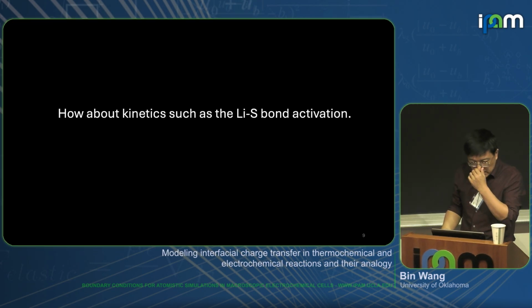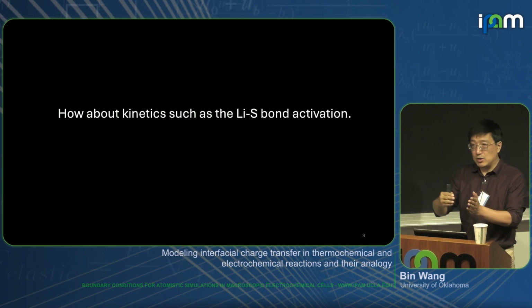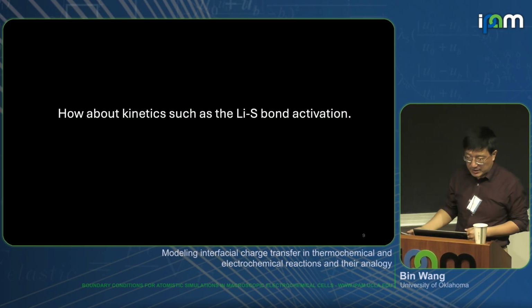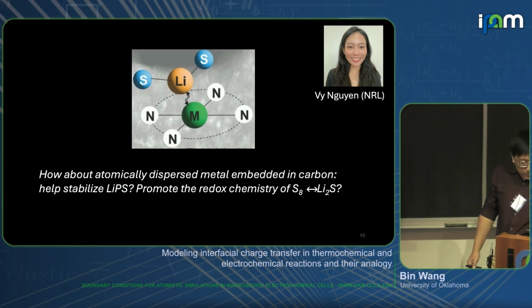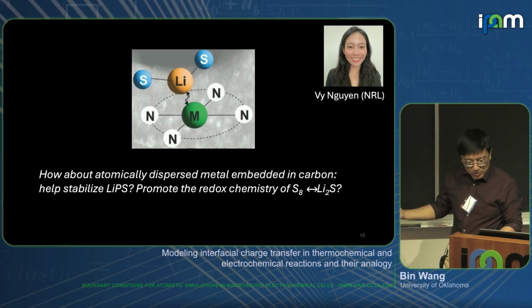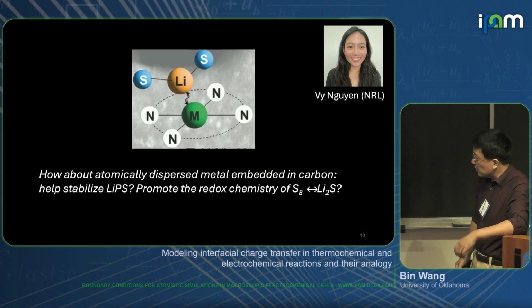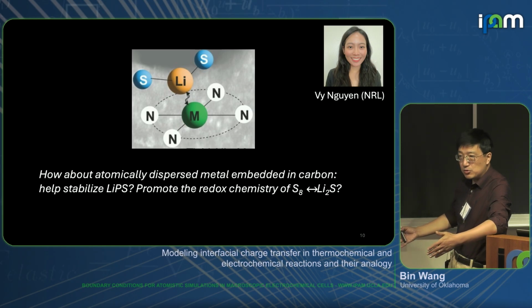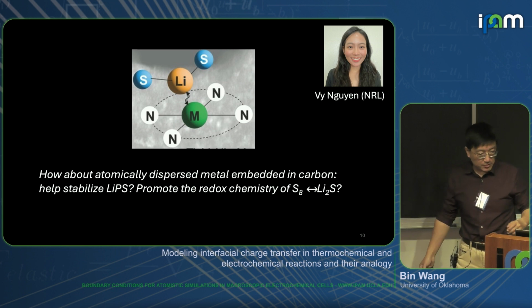How about the kinetics? Which means how you really try to activate the lithium-sulfur bond, particularly during the charging process. You have to reduce your lithium cation back to lithium. And in this case, we are using atomically dispersed metal embedded into carbon material. This work was done by Wang, who is now a postdoc at the Naval Research Lab. The reason we use this atomically dispersed metal is, one, to reduce the cost, and the other is also because in the battery, you want to reduce the weight as well. So we don't want to have a lot of metal. Instead, we want to use a single atom size.